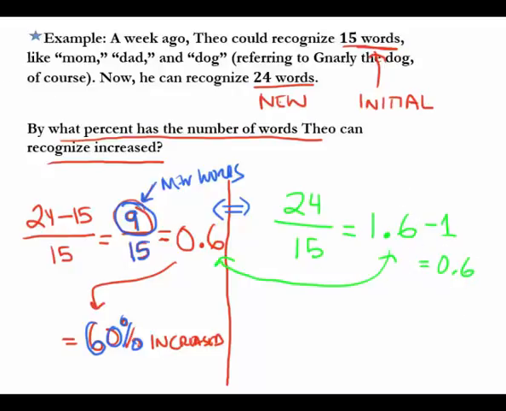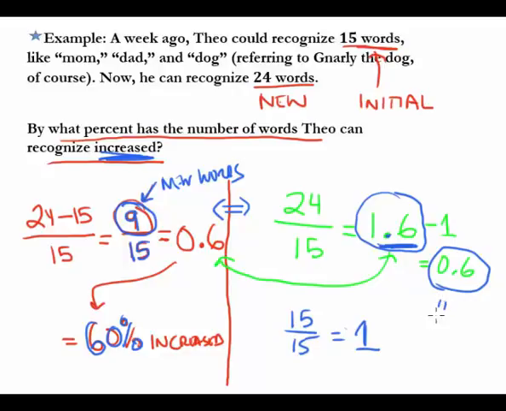Now we might want to ask ourselves what this 1.6 really means within the context of this problem. It means that this 24 is 160% of the 15. We can imagine that he did 15 words last week and now he does 15 words again. We would have had 15 over 15, which is just 1. He knows 100% of the words that he knew. But here, we're able to say he knows 160% of the words that he knew, which is an increase of 60%. So these are two ways in which we can calculate percent change.